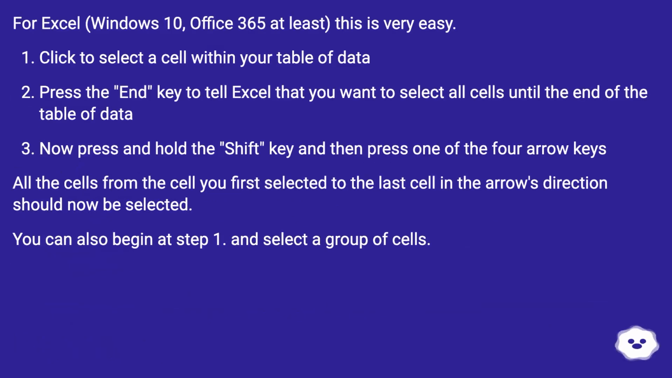For Excel, Windows 10, Office 365 at least, this is very easy. Click to select a cell within your table of data. Press the End key to tell Excel that you want to select all cells until the end of the table of data. Now press and hold the Shift key and then press one of the 4 arrow keys. All the cells from the cell you first selected to the last cell in the arrow's direction should now be selected. You can also begin at step 1 and select a group of cells.